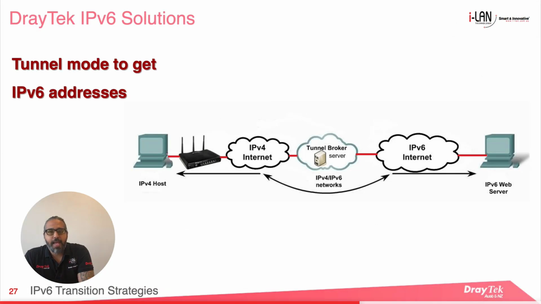Tunneling is an integration method in which an IPv6 packet is encapsulated within another protocol, such as IPv4. This means adding an IPv4 header to the IPv6 packet. It includes a 20-byte IPv4 header with no options to the IPv6 packet, and it also requires dual stack routers.